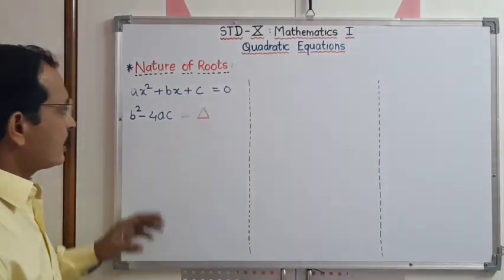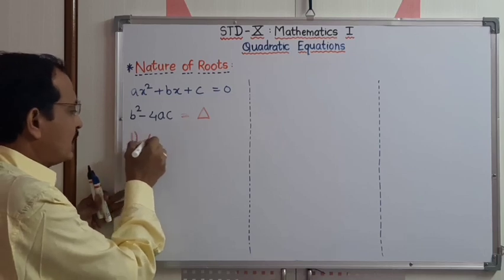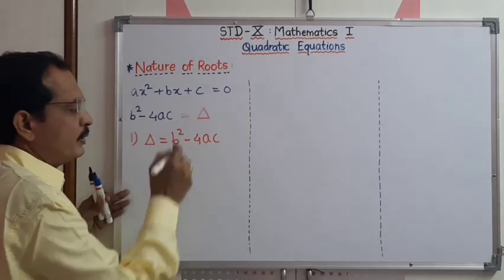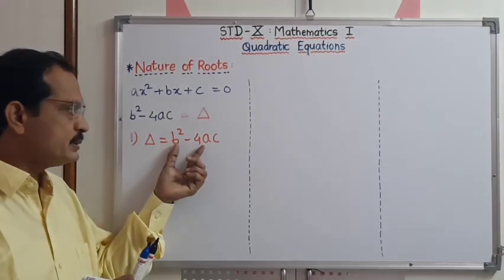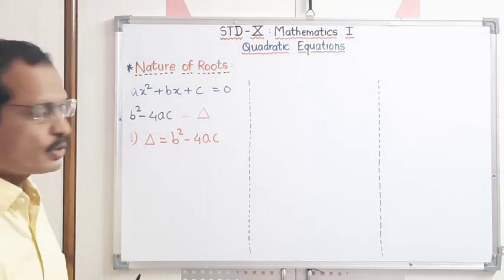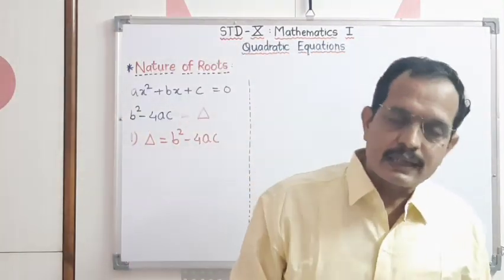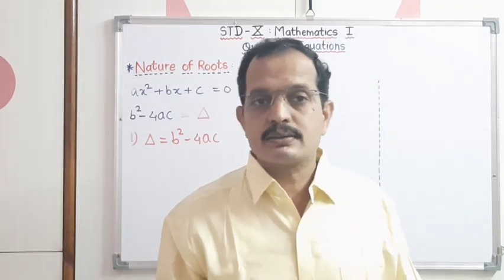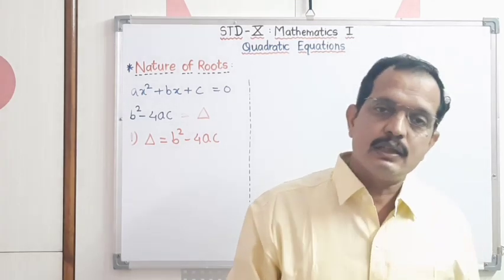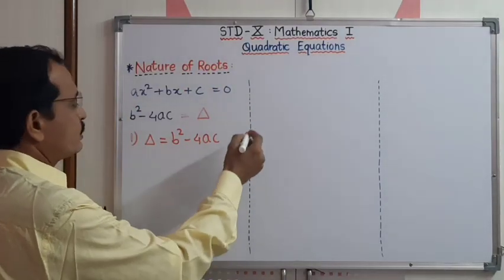Now there are three possibilities, dear students, for the value of delta. That means delta is equal to b square minus 4ac. The value of delta may be 0. The second possibility is that the value of delta is greater than 0. And the third possibility is that the value of delta is less than 0, that means a negative value.